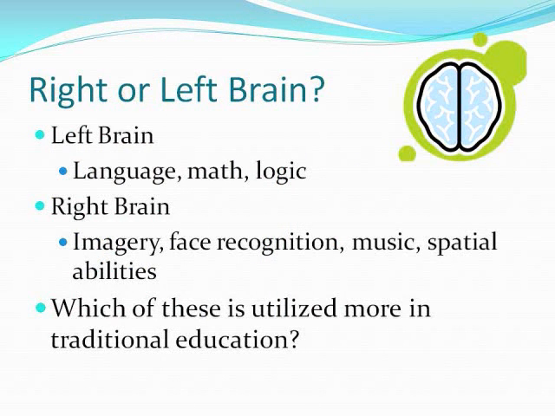Right or left brain? Left brain is associated with language, math, logic. The right brain is associated with imagery, face recognition, music, and spatial abilities. So which one of these, the right or left brain, is utilized more in traditional education? Yes, it's the left brain.